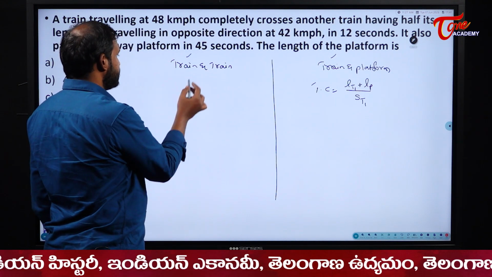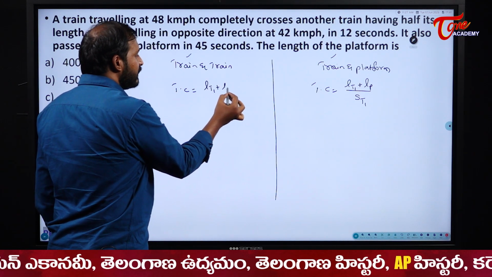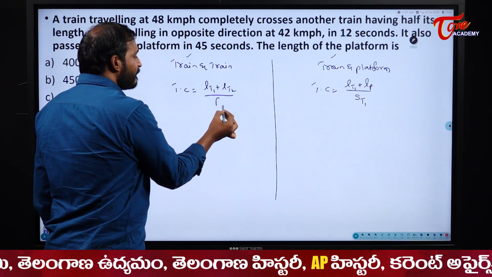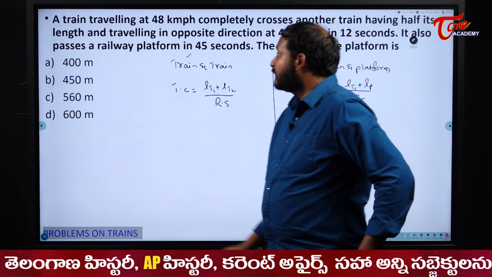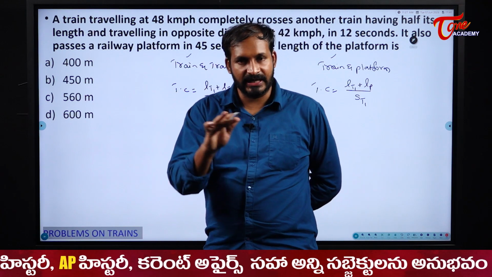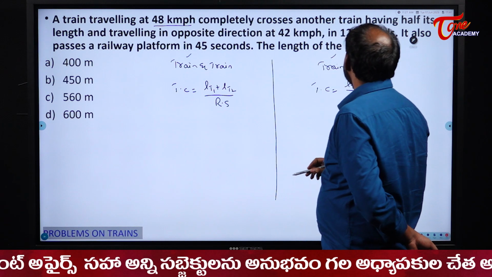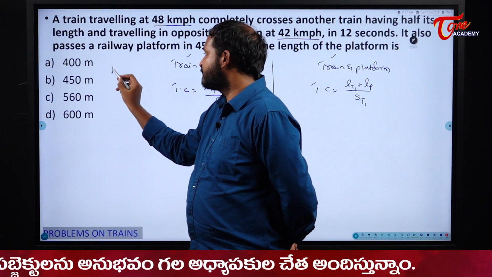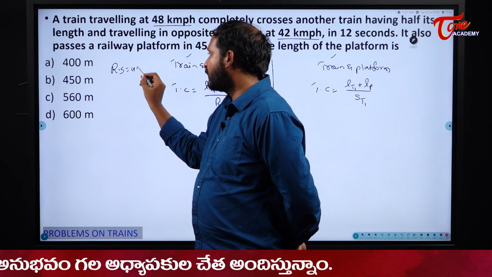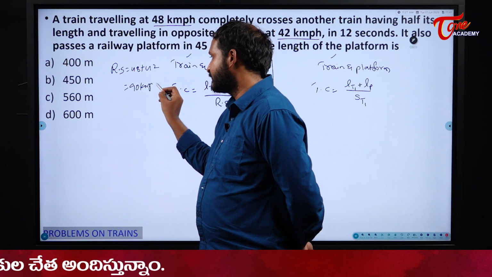Now the train and train case. Time taken to cross is length of train 1 plus length of train 2 by relative speed. They have given us a relation between their lengths; put that aside for the time being. The train is traveling at 48 kmph and the other in the opposite direction at 42 kmph. So the relative speed will become 48 plus 42, which is 90 kmph.